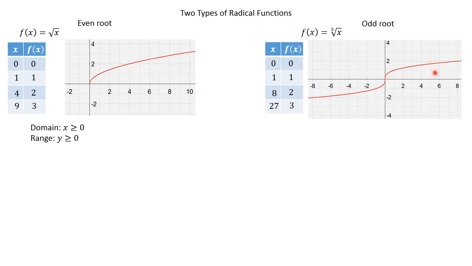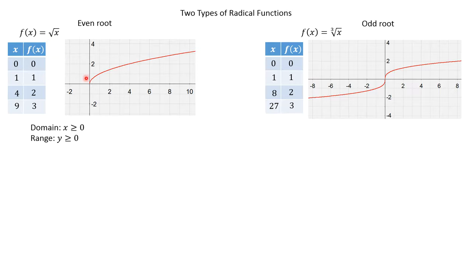It does get a little bit skinnier. Notice it's zoomed, well, actually it's not zoomed out a bit. But here at 8, it only gets up to 2. Where here at 8, it gets all the way up to almost 3. So square root looks like this, odd root looks like this.